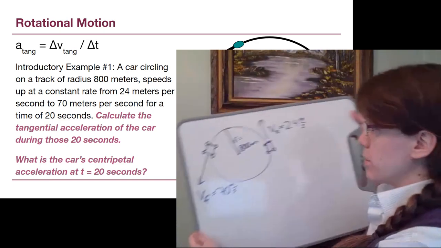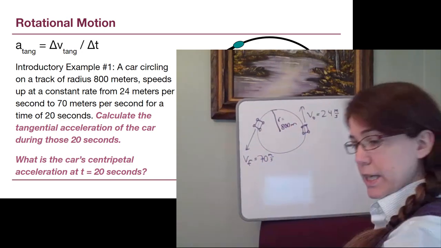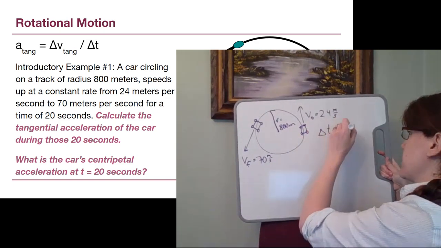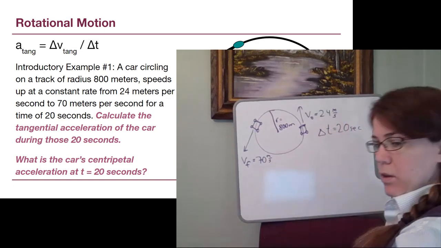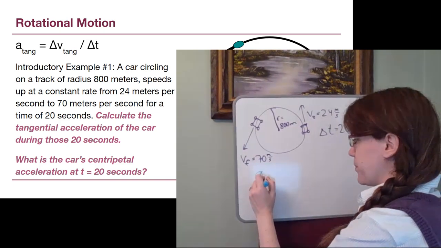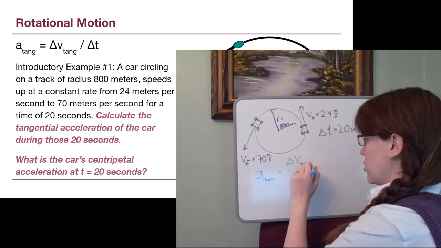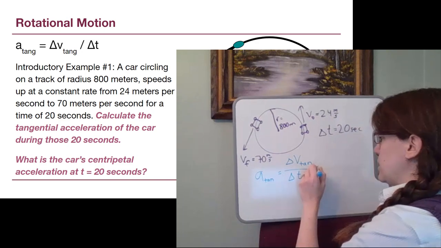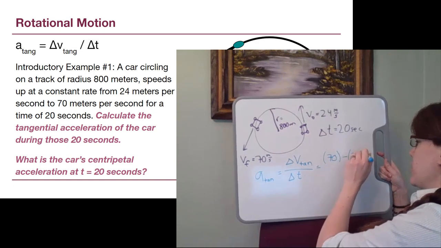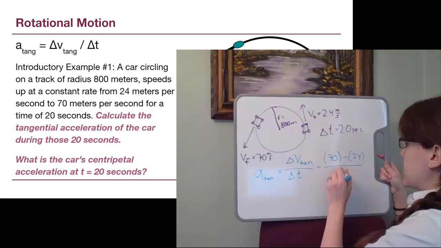Okay, so before I plug any numbers in, this is just the initial picture. We have the initial velocity, the final velocity, the radius, and the fact that the elapsed time is 20 seconds. Okay. So for this first question, the tangential acceleration. That's the change in tangential speed or tangential velocity over the change in time. So the final is 70. The initial is 24. We didn't change direction, so they can both have a positive sign. And the elapsed time is 20 seconds.